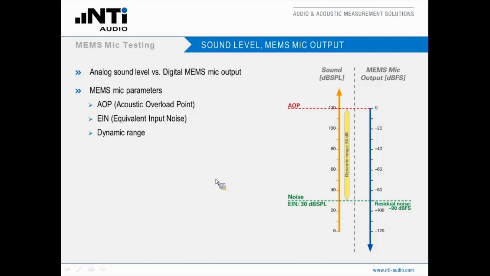When we look at the dynamic range, that is the difference between this EIN and the AOP. In our example, this is 90 dB. The sensitivity, as stated before, is the level which corresponds to 94 dB SPL. In our example, this would be minus 26 dBFS. So that is the sensitivity of this particular MEMS microphone. Then we have the signal to noise ratio, and that is for MEMS microphones defined as the difference between the sensitivity and the EIN.